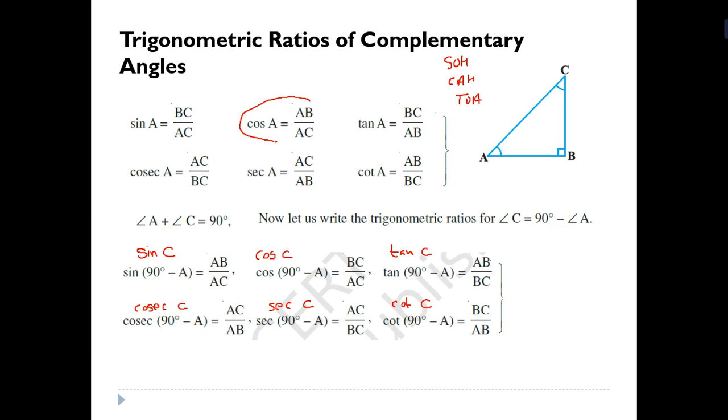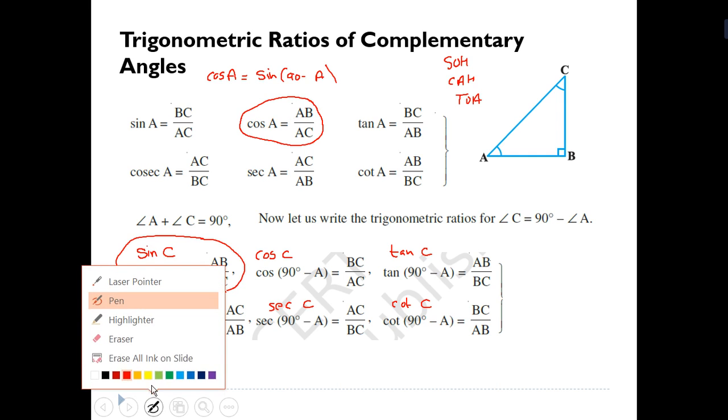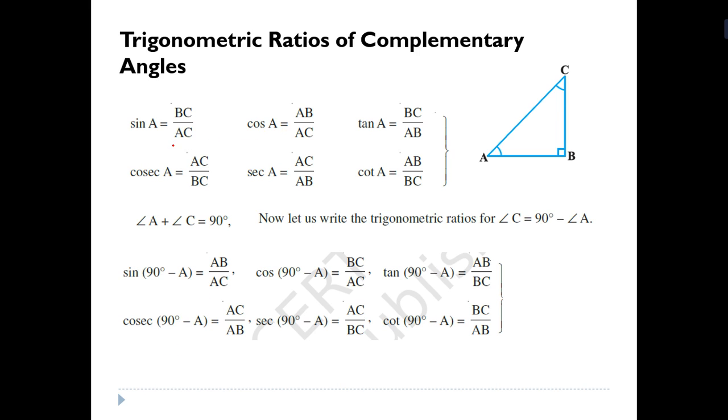So here you can see that cos A is equal to AB upon AC, and sine 90 minus A is equal to AB upon AC. So this relation we can get, that is cos A is equal to sine 90 minus A. That way we get the six types of relations. If you see properly, sine A is BC upon AC, cos 90 minus A is BC upon AC, so that is our first relation. Again, cos A is AB upon AC, sine 90 minus A is AB upon AC, that is the second. Here I have to write two.